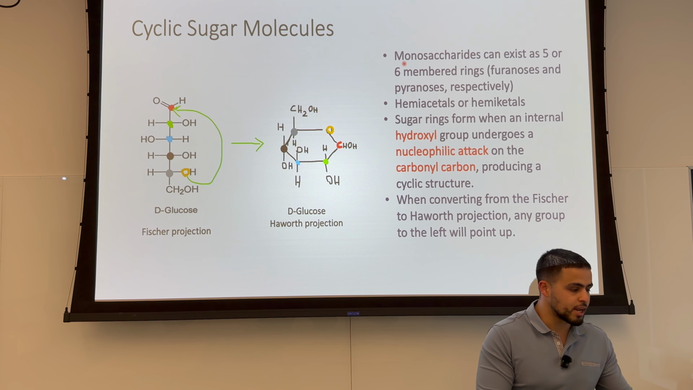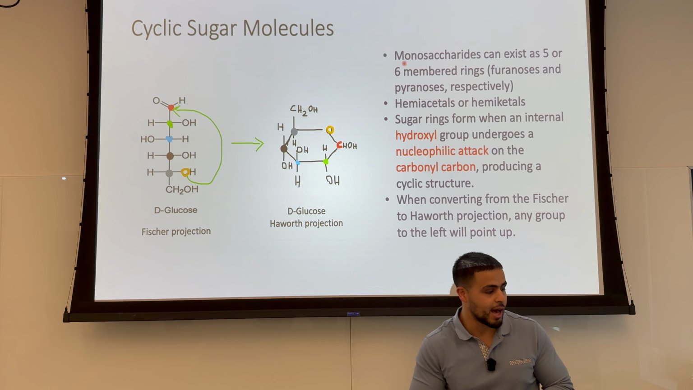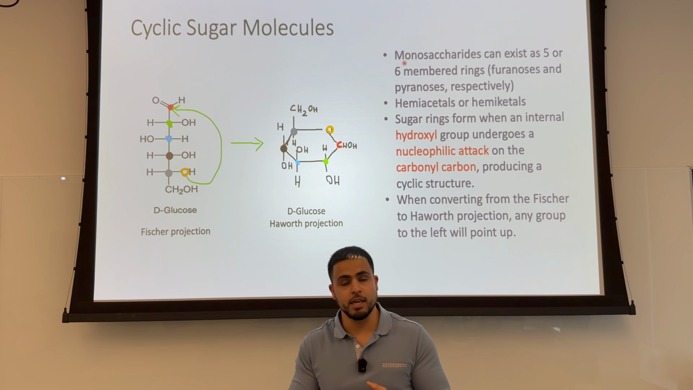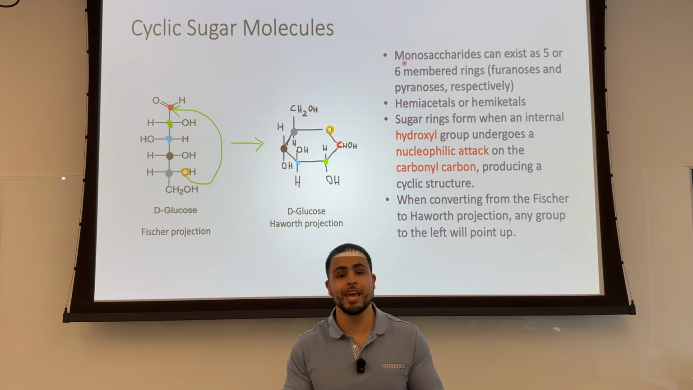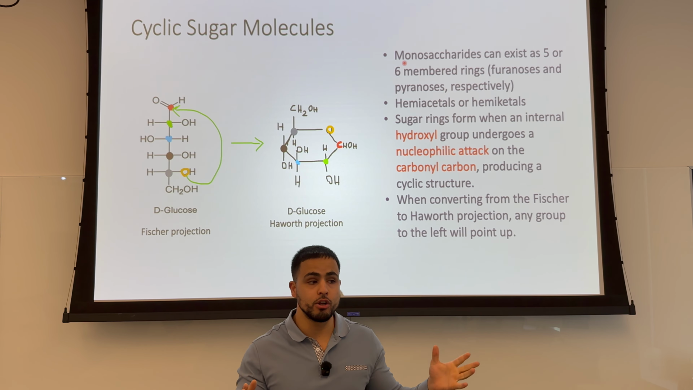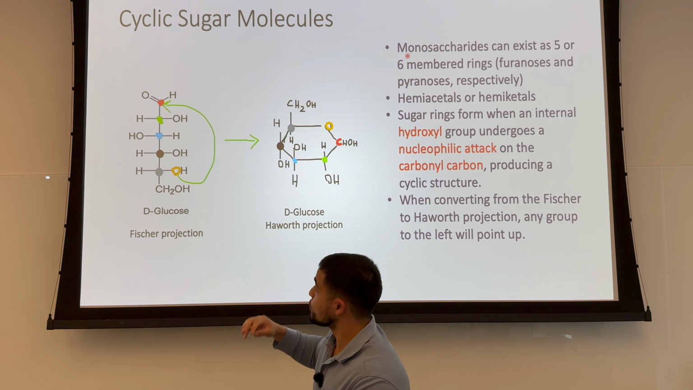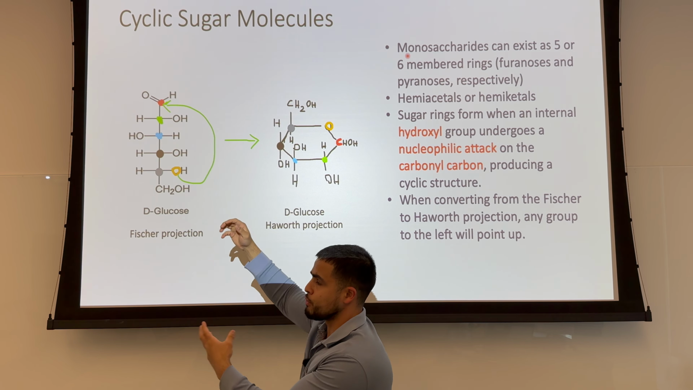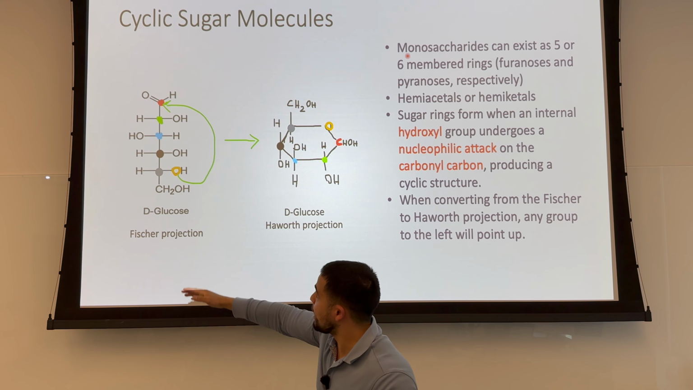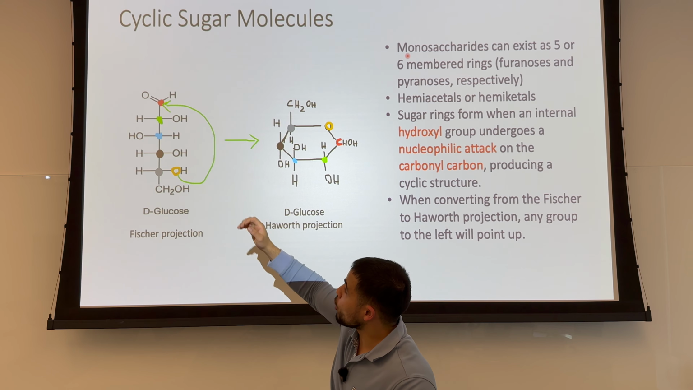Okay, let's take a look now at cyclic sugar molecules. This is also extremely high yield. Sugars contain aldehydes, ketones, and hydroxyl groups. So like any other organic molecule, they are going to undergo the organic reactions that we learned in organic chemistry. The sugar itself, or glucose itself, can undergo what we call an intramolecular reaction, where you have a hydroxyl group, which is a nucleophile, and then you have a carbonyl group.